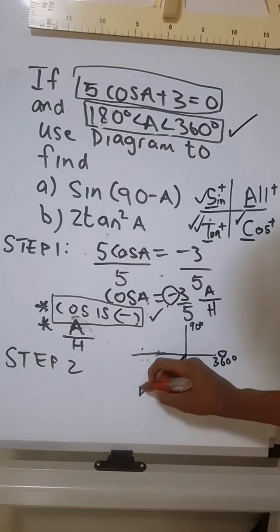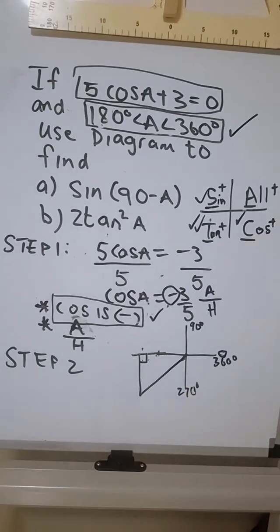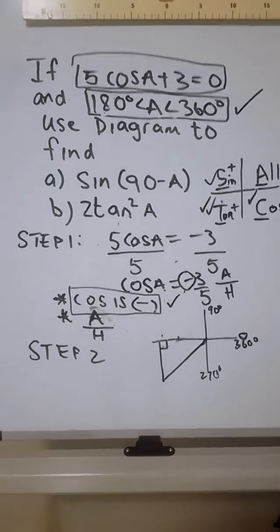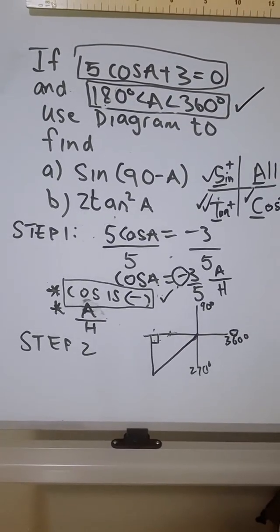Then we complete a 90-degree angle triangle for that terminal arm. We draw a terminal arm in the third quadrant. Then we complete that terminal arm by sketching a right angle triangle. Okay.